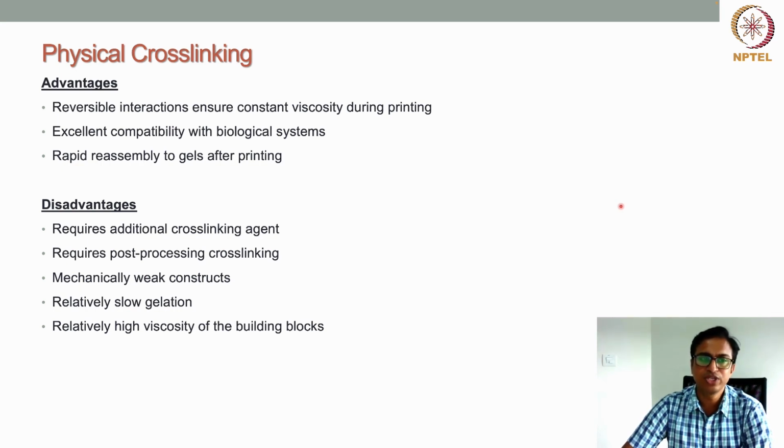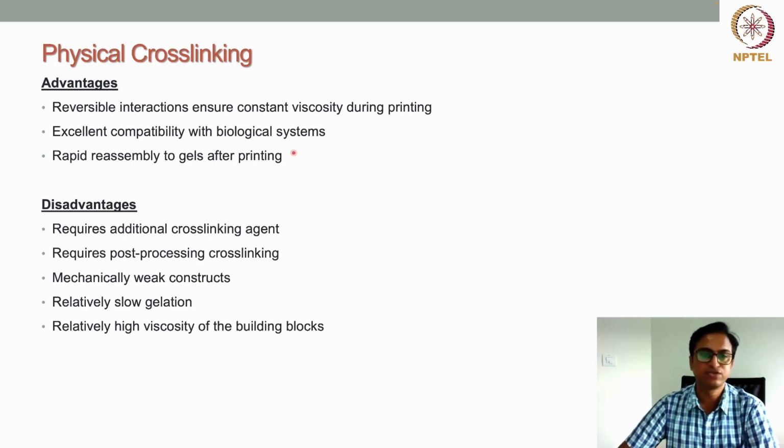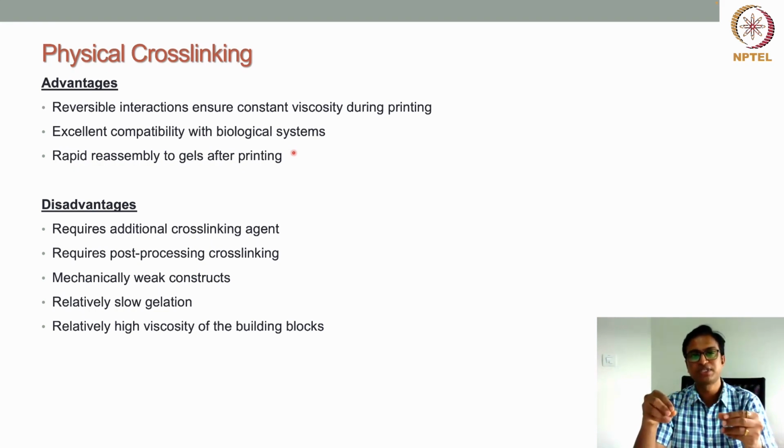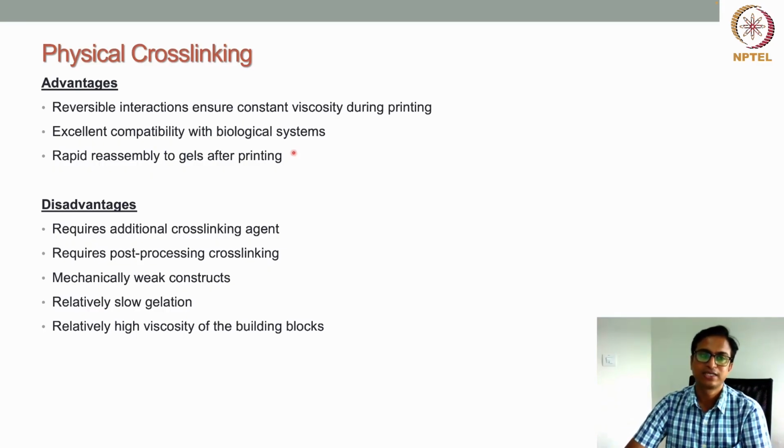The other thing is, when we use physical cross-linking, there's a rapid assembly to gel after printing. One example is ionic interaction, which is very fast and can happen within a fraction of a second. Because of that, the shape retention or printing fidelity is very good, because the structure doesn't get time to collapse or deform before the physical cross-linking happens. Due to this, the gel forms very fast.